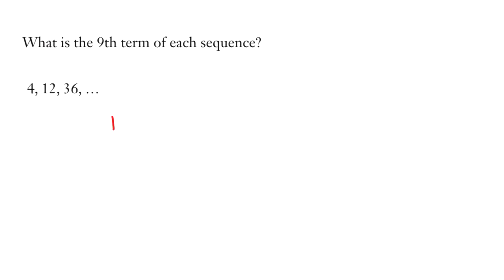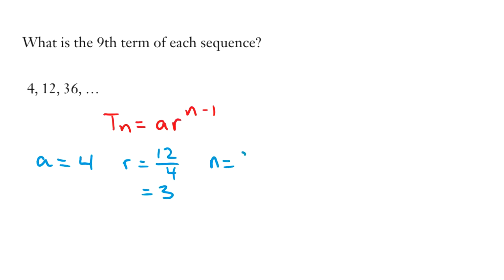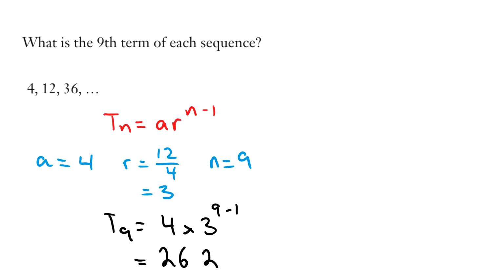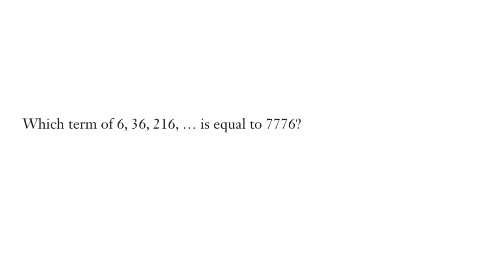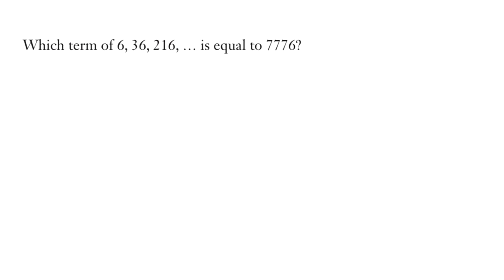What is the ninth term of each sequence? So again, we will be using the formula. Write down what we know, and then substitute in to find our answer. Which term of 6, 36, 216 is equal to 7,776? I'm going to start this one by writing down what we do know.